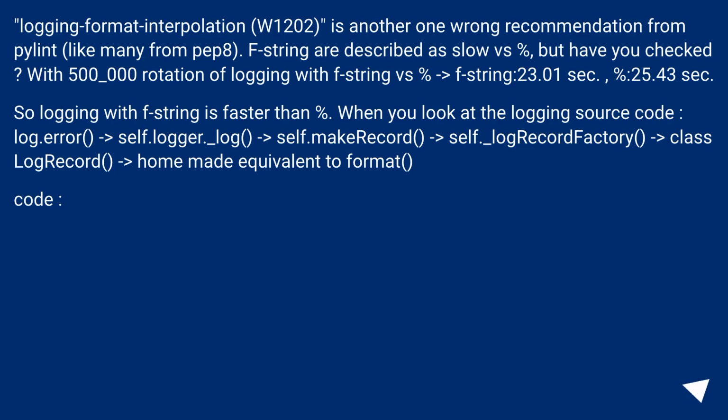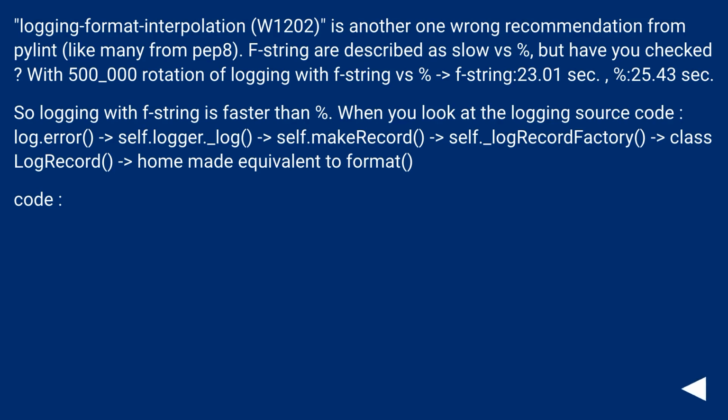Logging format interpolation, W1202, is another wrong recommendation from PyLint, like many from PEP8. F-strings are described as slow versus %, but have you checked? With 500,000 iterations of logging with f-string versus %, 23.01 seconds versus 25.43 seconds. So logging with f-string is faster than %.